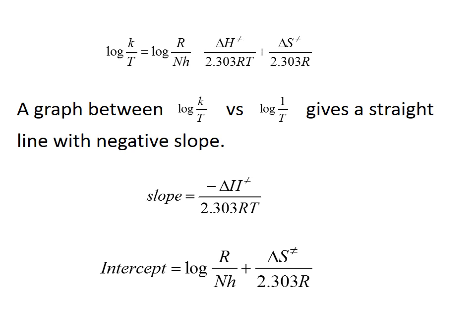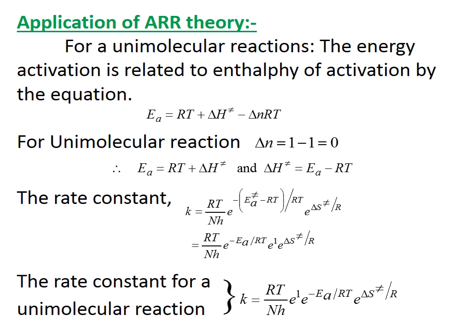Hence the Eyring theory is very useful to calculate delta G double dagger, delta H double dagger as well as delta S double dagger for a reaction. Now we are going to apply the Eyring theory to unimolecular and bimolecular reactions.